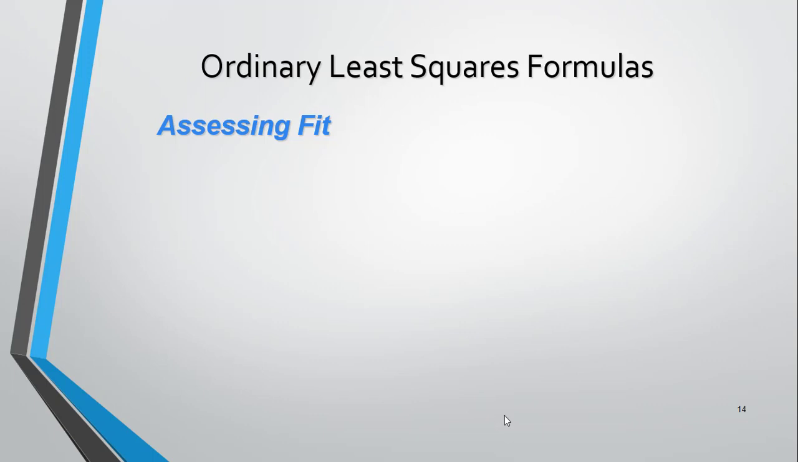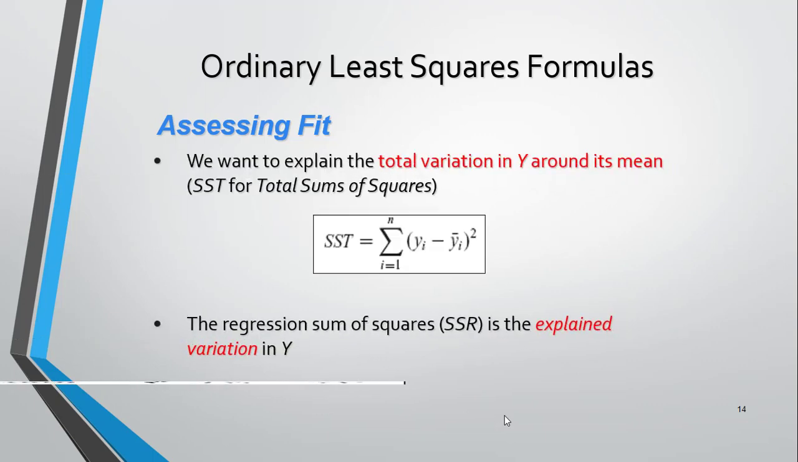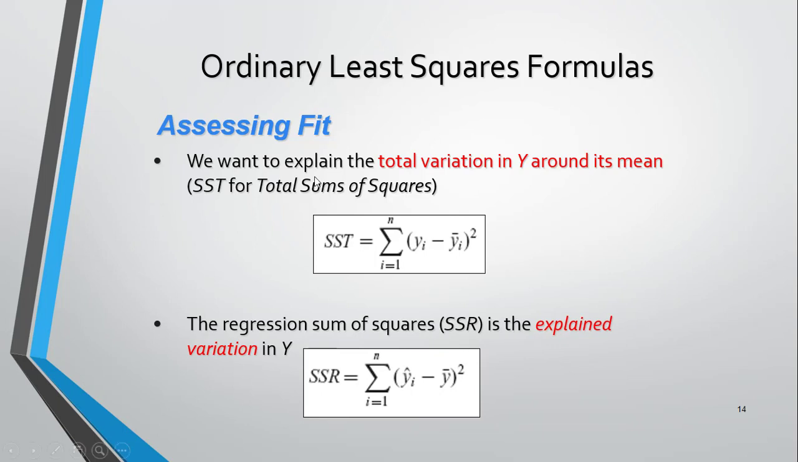Then how do we know it's a good line that fits the data very well? So how do we assess the fit? We want to explain the total variation in y around its mean. This is called the sum of squares total. The sum of squares total is the sum of yi minus y bar, squared. That's the total variation in y around its mean, with the variations squared and summed.